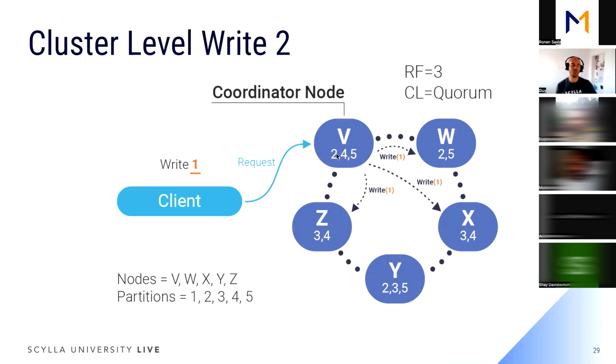And according to the given tokens, it understands which of the 5 nodes are the replica nodes. In this example, it's nodes W, X, and Z. And node V sends that request further along to those 3 replica nodes, telling them to write this piece of data. We can see that they indeed write the data, and they send an acknowledgement back to the coordinator node.